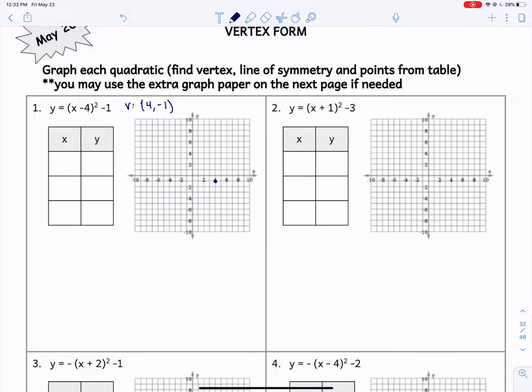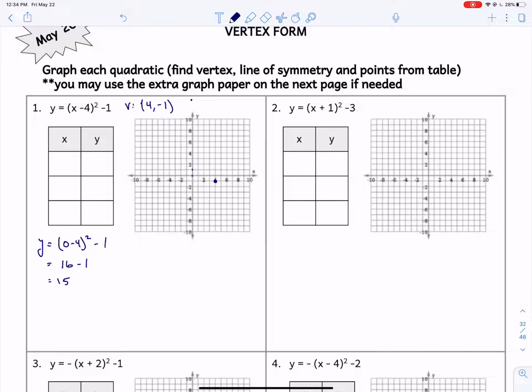Okay, so we have 4 comma negative 1. Maybe try x equals 0. That will give us the y-intercept. Let's see what we get. If we put a 0 there for x, let's rewrite this as y equals 0 minus 4, squared, minus 1. So negative 4 squared is 16, minus 1 is 15. Okay, so 0 comma 15, that's way up there. So it's going to go all the way up. So that's not going to help us. I'm not even going to put that in the table.